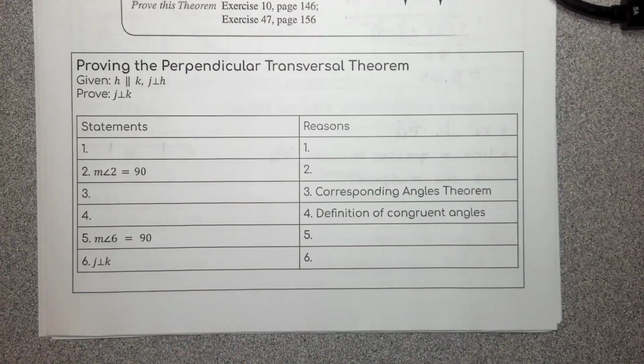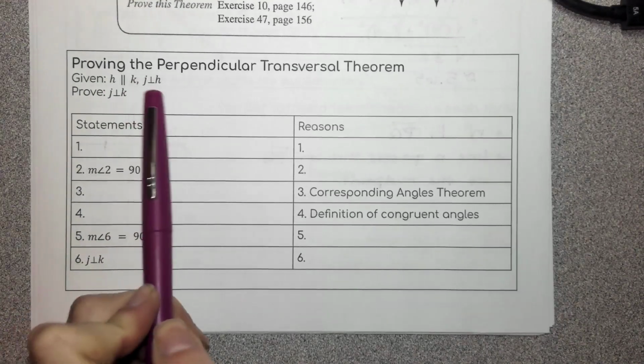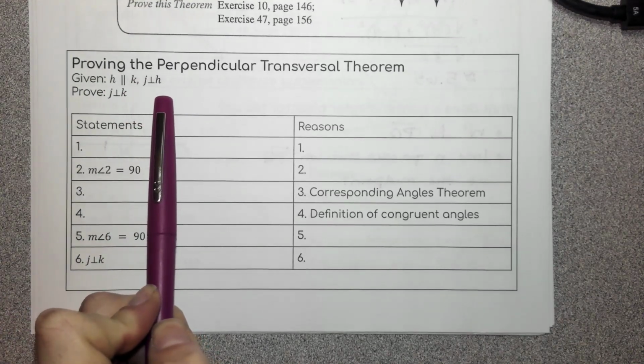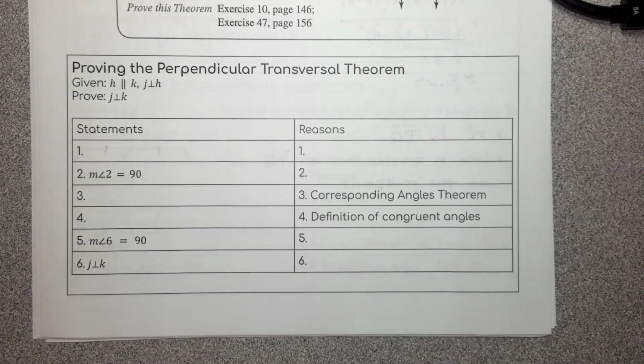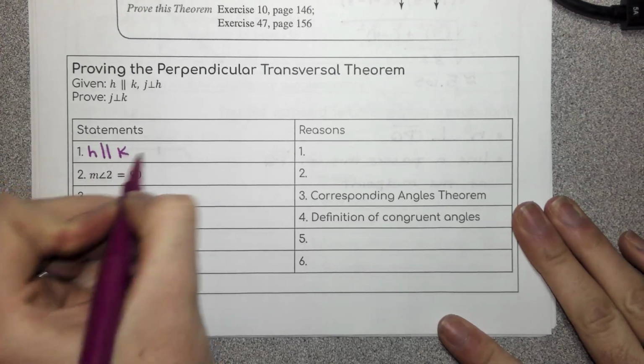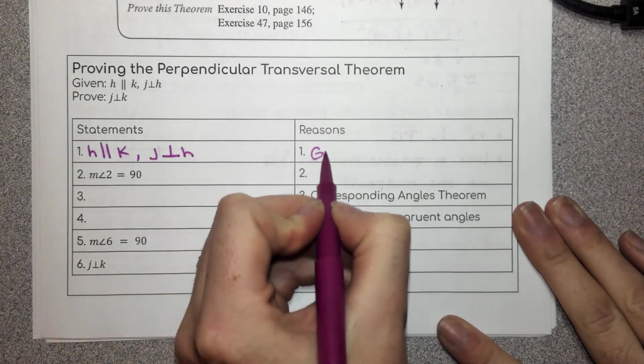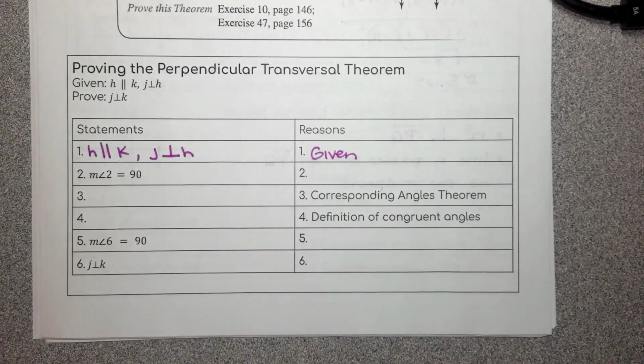All right, so let's try a proof, because we love them. Proving the perpendicular transversal theorem. We are given that H is parallel to K and that J is perpendicular to H. What should be our first statement? It should be the given. So H is parallel to K and J is perpendicular to H. And our reason is that it's given.